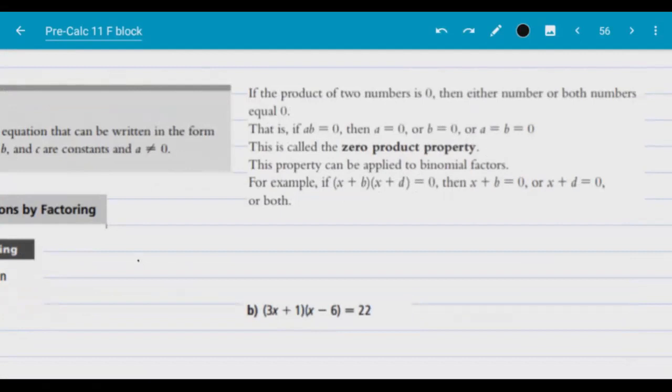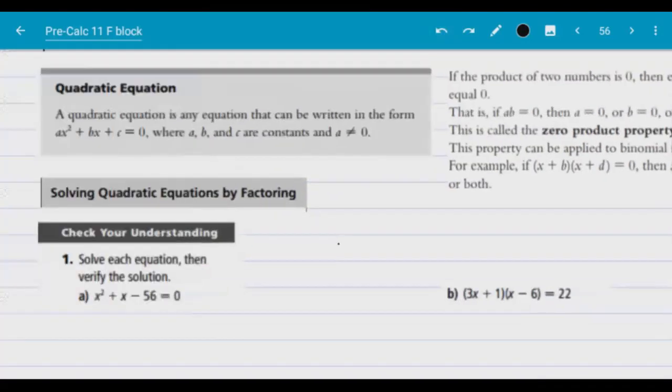So for example, if you have these two binomial factors of a quadratic expression. If you make it equal to zero, what it means is that if you multiply these two and they would be equal to zero, therefore either the first binomial is equal to zero, as you can see here, or the second binomial is equal to zero, or both. And that's what the zero product property is all about.